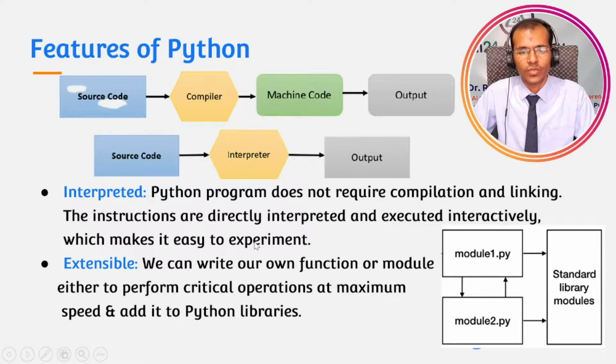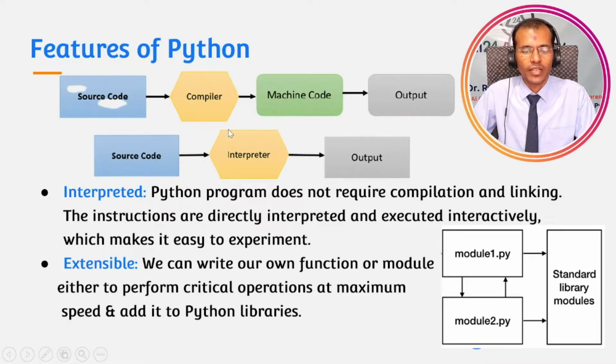Now here look at these two images. Let us take an example of the C language. C is a compiler based language, or compiled language. So the source code or program of C language is given to the compiler. It compiles and generates machine code, and then that machine code is executed, and it gives the output. But the Python programming language, which is an interpreted language, right, the source code or program is given to the interpreter. It interprets the instructions, executes the program and generates the output. So this is the difference between a compiler based language and an interpreted language.